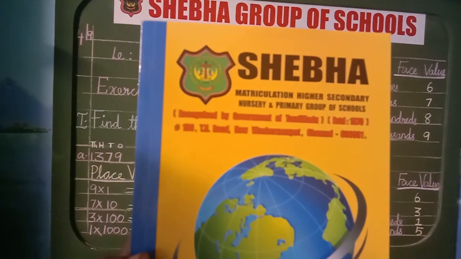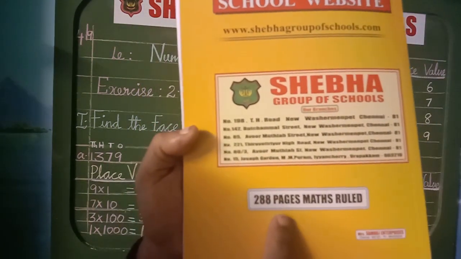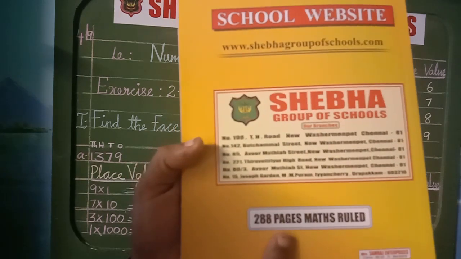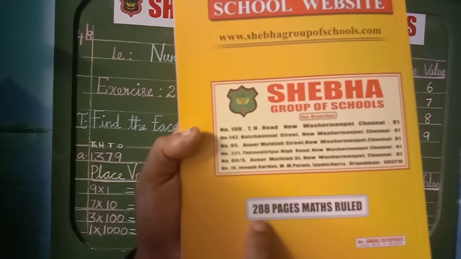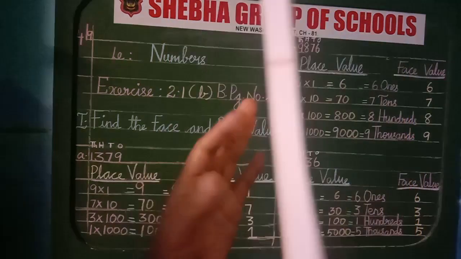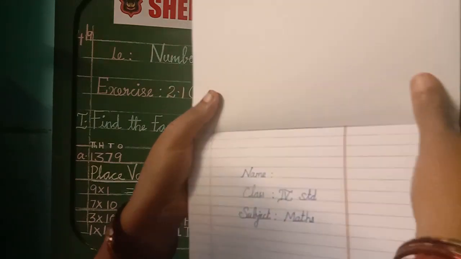Students, if you have your classwork, please take the 288 pages maths ruled notebook. I am again insisting, children, take the notebook which has 288 pages maths ruled. Now open your classwork. The maths notebook will look like this.